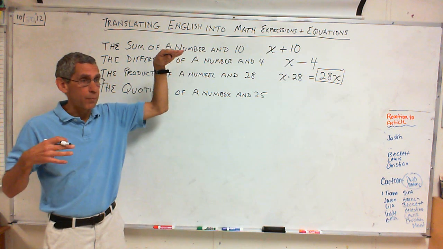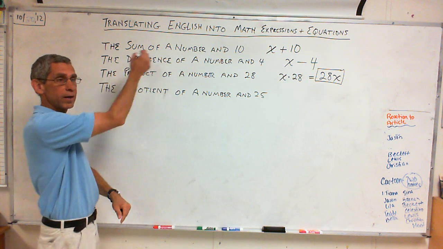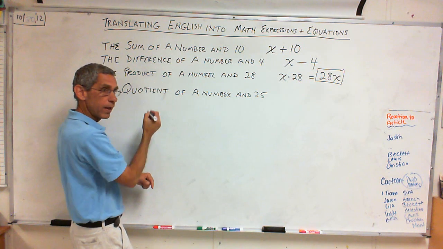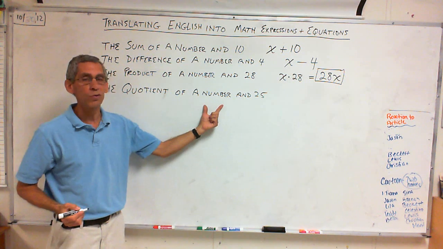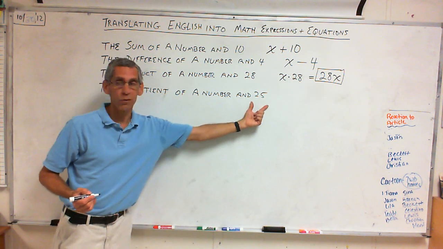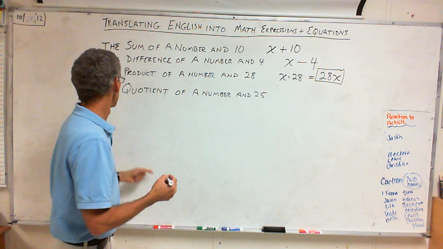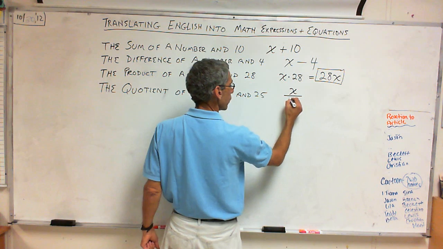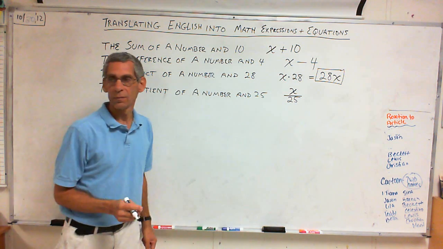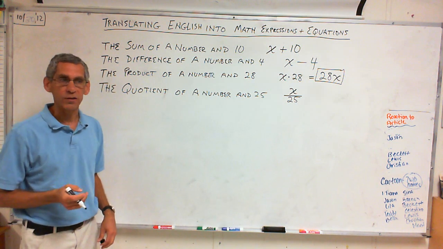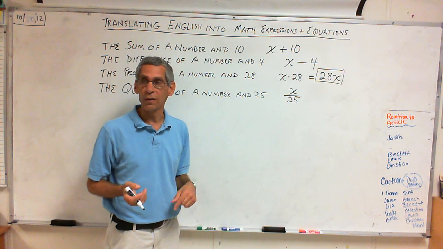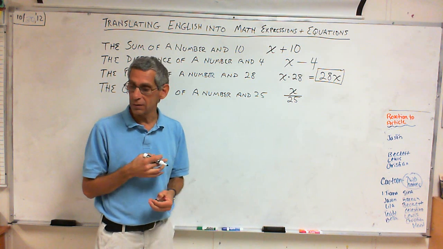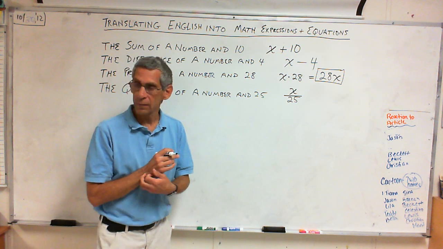We always start at the top, right? Just like when you're writing on your homework and writing your notes, you start at the top of the page and you work your way down, right? So the first thing you come to goes on the top. The second thing you come to goes below that, right? So the quotient of a number and 25 is x over 25. Okay? I usually write them as fractions. I could write x divided by 25, but most of the time writing them as fractions is going to be easier for solving, right?